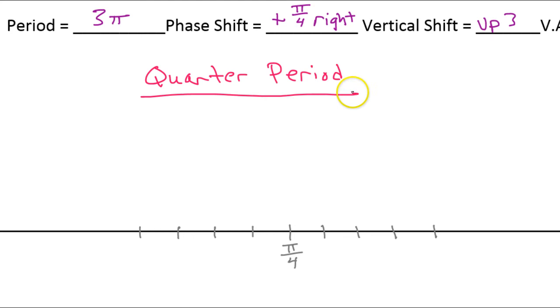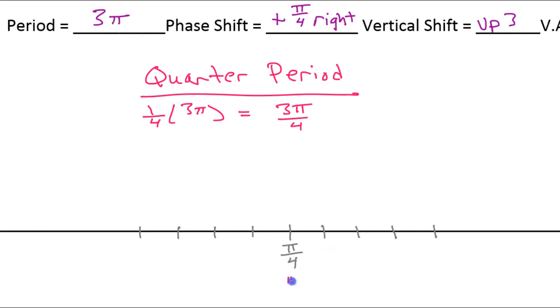Quarter period. Well, the period is 3 pi. So a quarter period is going to be 1/4 of 3 pi, also known as 3 pi over 4. So that's my quarter period. Well, I'm in luck. Normally I have to do some multiplying by the numerator and denominator of one or both of these expressions to make like denominators, but look at this. My phase shift and my quarter period already have like denominators. So that's going to make my life a lot easier.